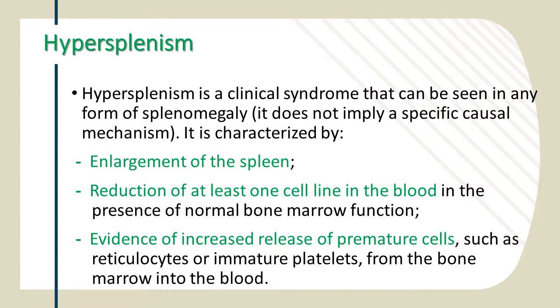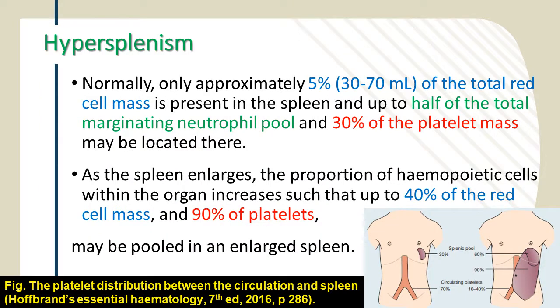This figure shows the platelet distribution between the circulation and spleen in normal individuals on the left side and in patients with moderate or massive splenomegaly on the right side. Normally, about 30% of the platelet mass may be located there.